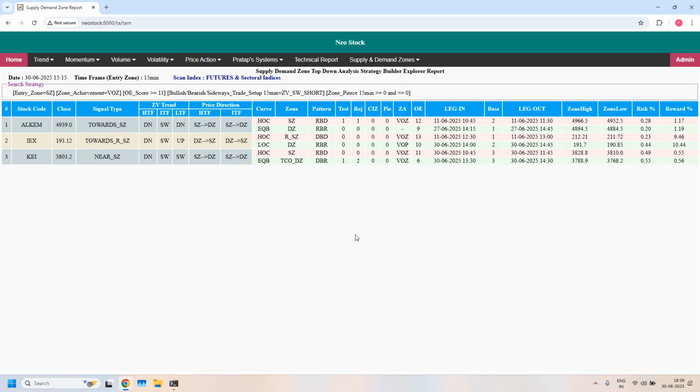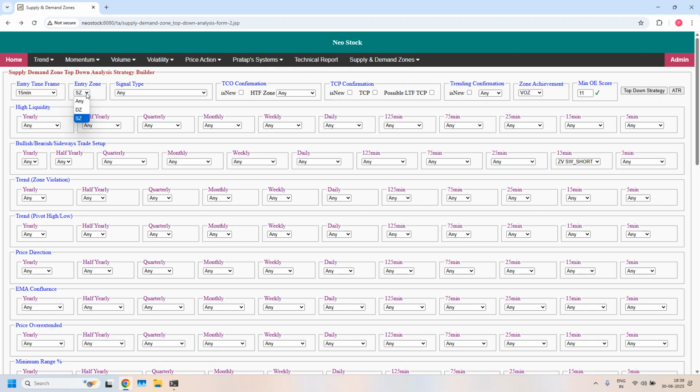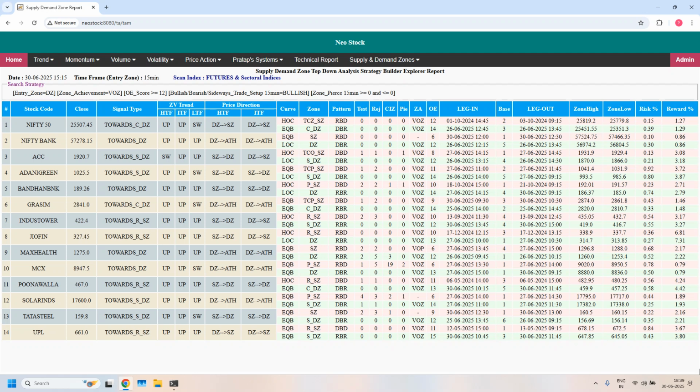Okay, next bullish trade setup for daily income trade. The changes are 15 minutes demand zone, and here bullish, and also minimum order enhancer score 12. So with these changes, we got 14 stocks supporting bullish trade setup for daily income trade, and entry time frame zones are 15 minutes demand zones.